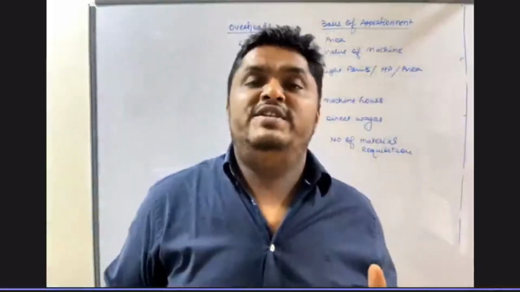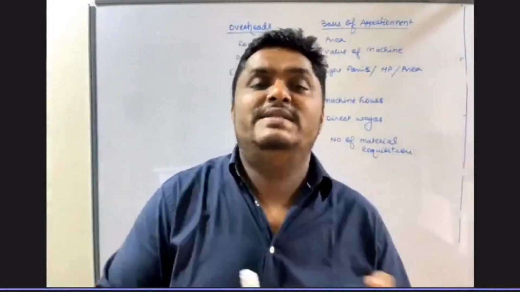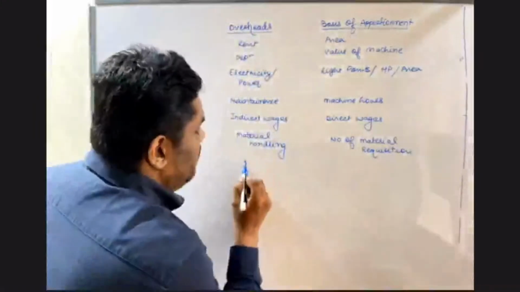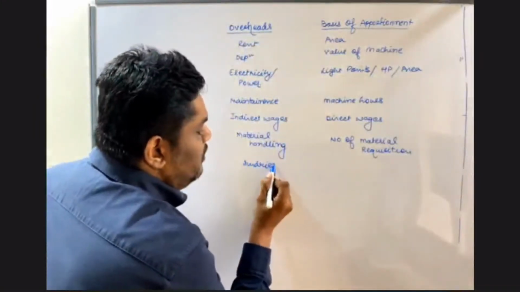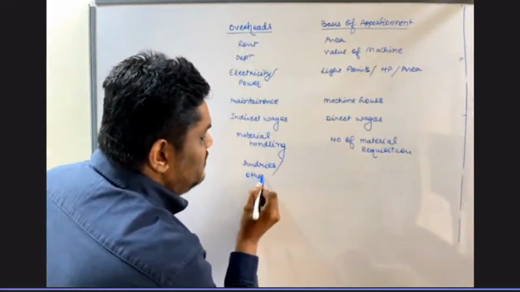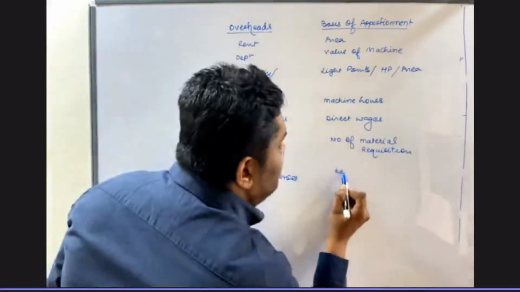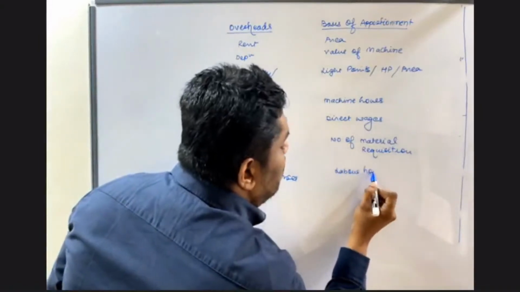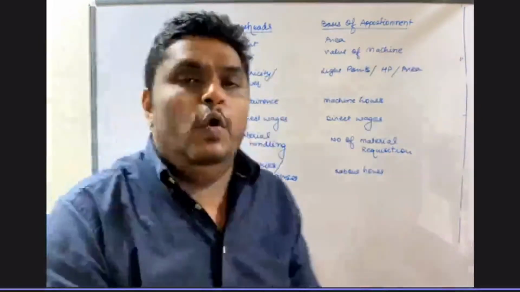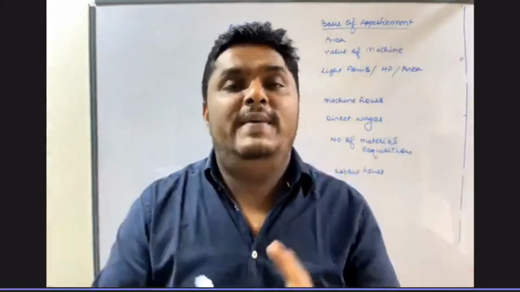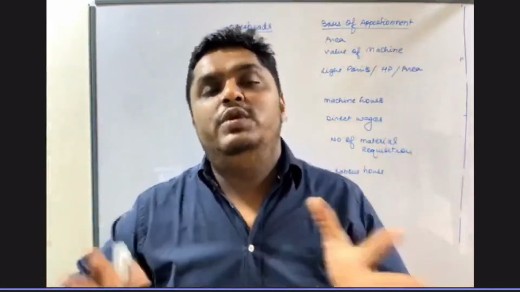Further, if any information is given as regards sundry expenses or other expenses, it is advisable to distribute these on the basis of labor hours. Sundries or other expenses are to be distributed on the basis of labor hours. If no other basis, if you are not able to understand what the basis will be, then the best way is to distribute the overheads on the basis of labor hours.